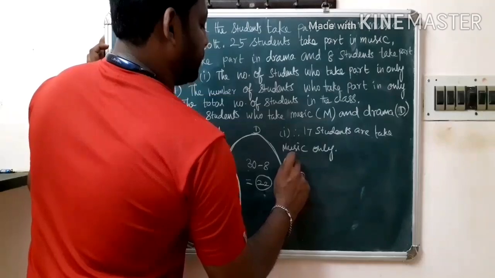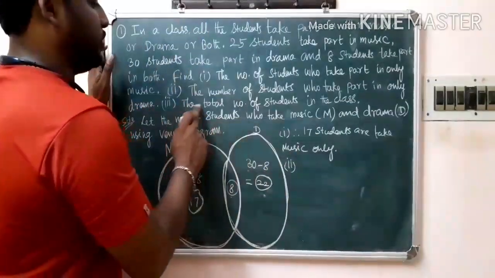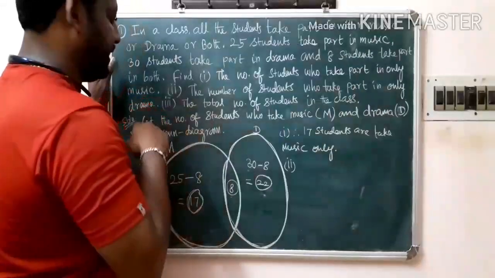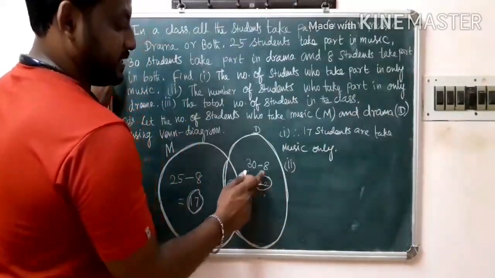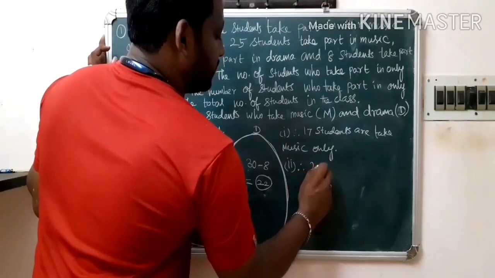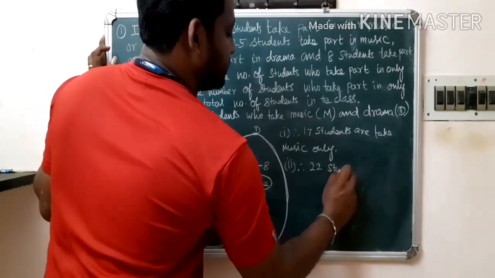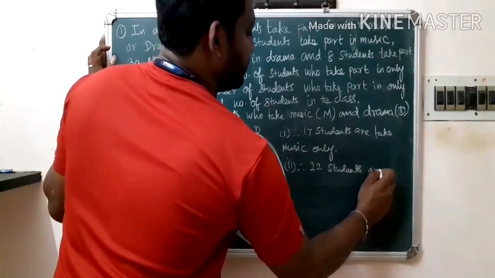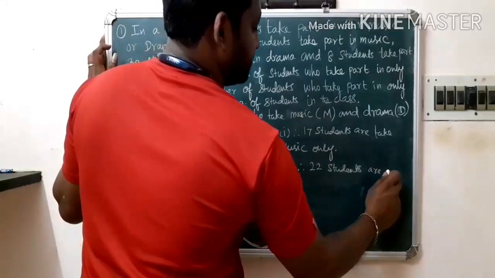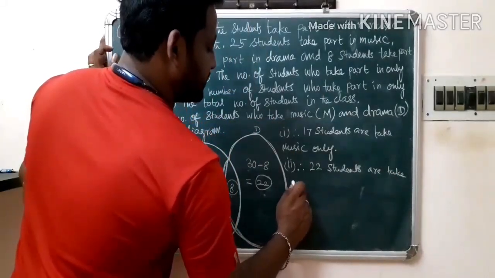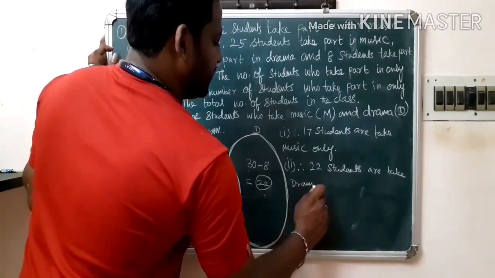And then what is the second question? The number of students who take part only in drama. How many students? 22 students. So therefore, 22 students are in drama only.